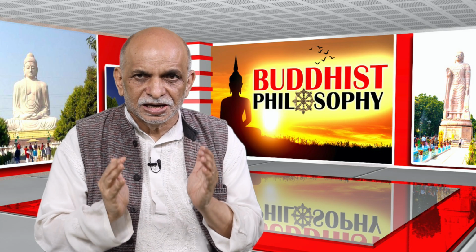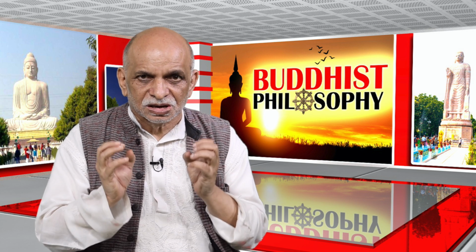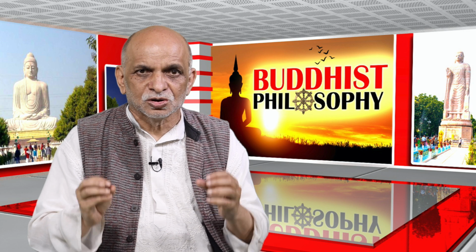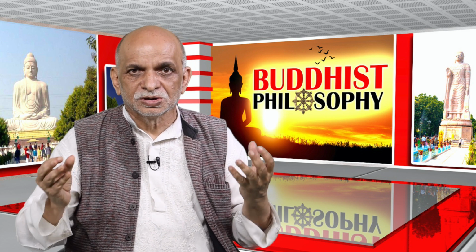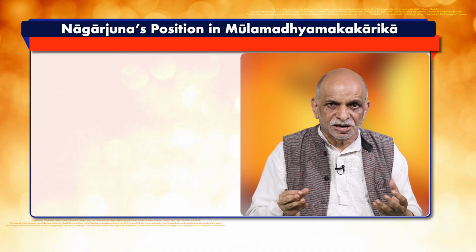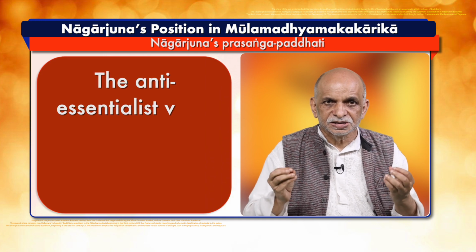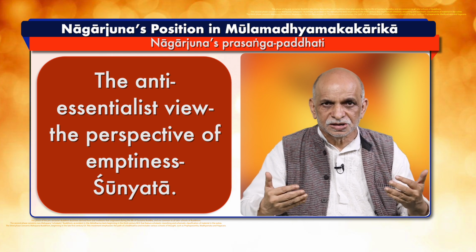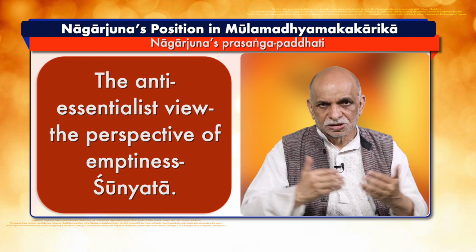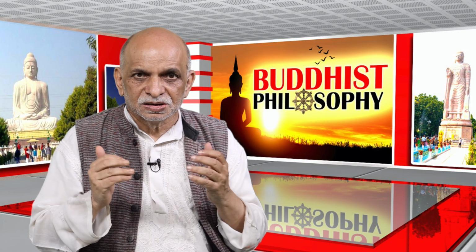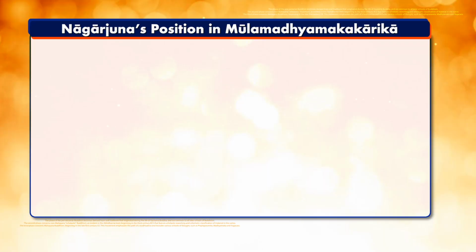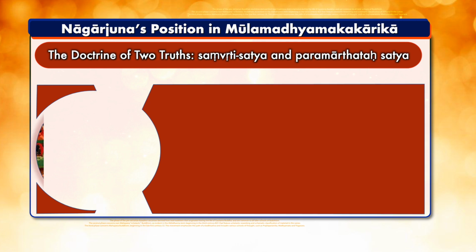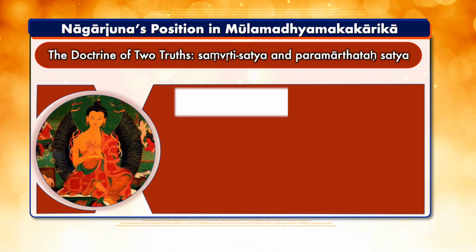By accepting and applying this method, Nāgārjuna refutes different prima facie views based on essentialism about reality and arrives at the anti-essentialist view, the perspective of emptiness, the perspective of shunyata. Now, we find in Nāgārjuna the doctrine of two truths, that is samvriti satya and paramarthata satya. So, let us talk about that.